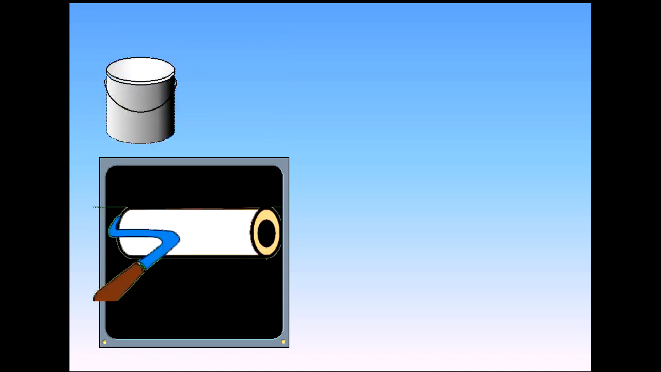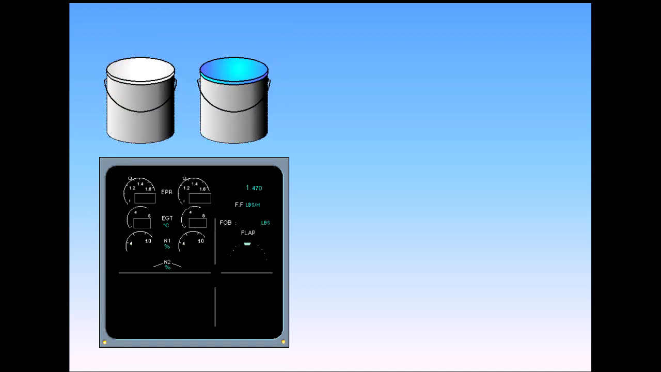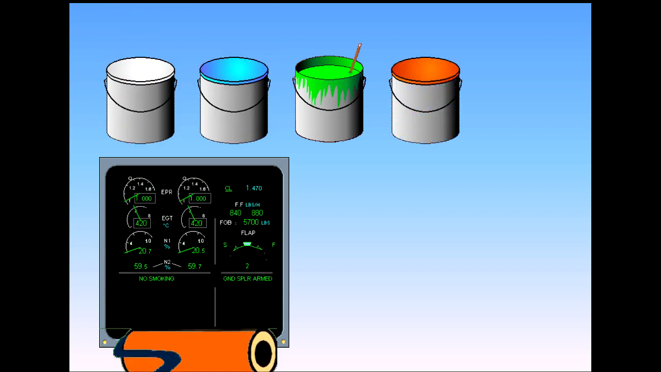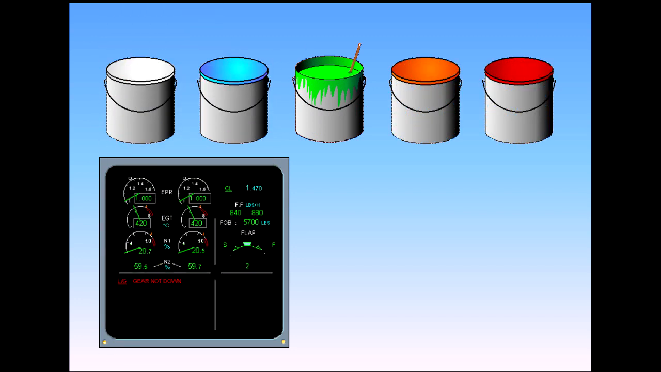Color coding is used on the ECAM screens for clarity and to aid identification of abnormal parameters. The main colors used are white, blue, green, amber, red. During the course, you will become familiar with the use of this color coding. Let's start with the last three, green, amber, and red, which are the most important.